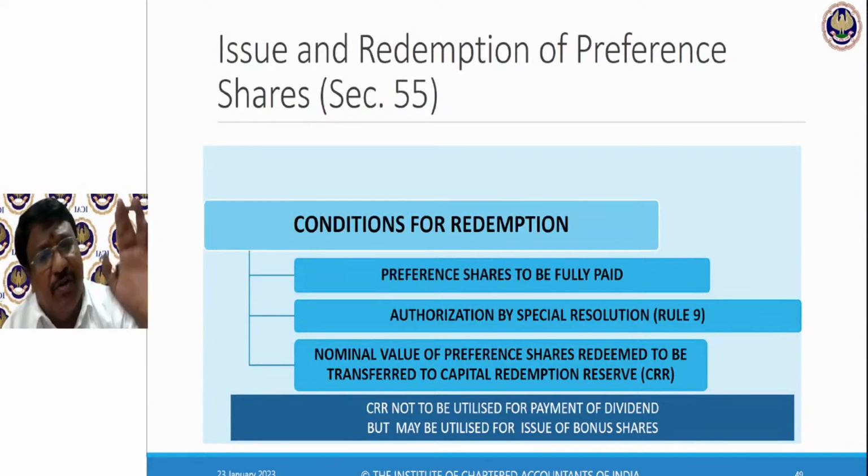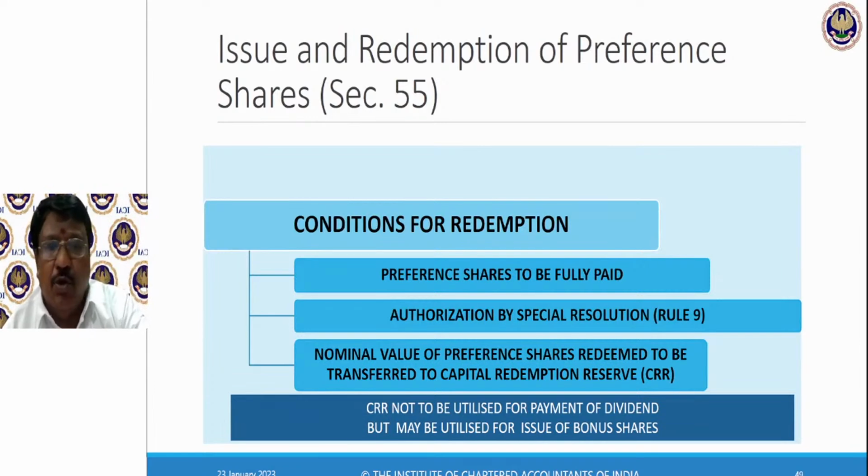Why nominal value? Only to that extent there's a depletion, right? So I have to transfer only the nominal value. The premium need not be transferred. Why? Because any premium on redemption can be set off against securities premium account. Am I correct? Or you can write it off in your P&L account. But the nominal value should be transferred to the permanent capital. CRR not to be utilized for payment of dividend, but may be utilized for issue of bonuses.